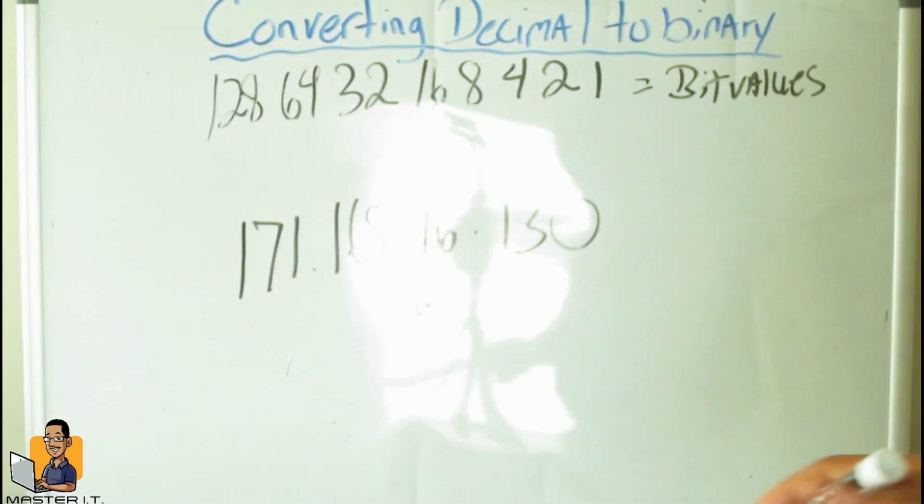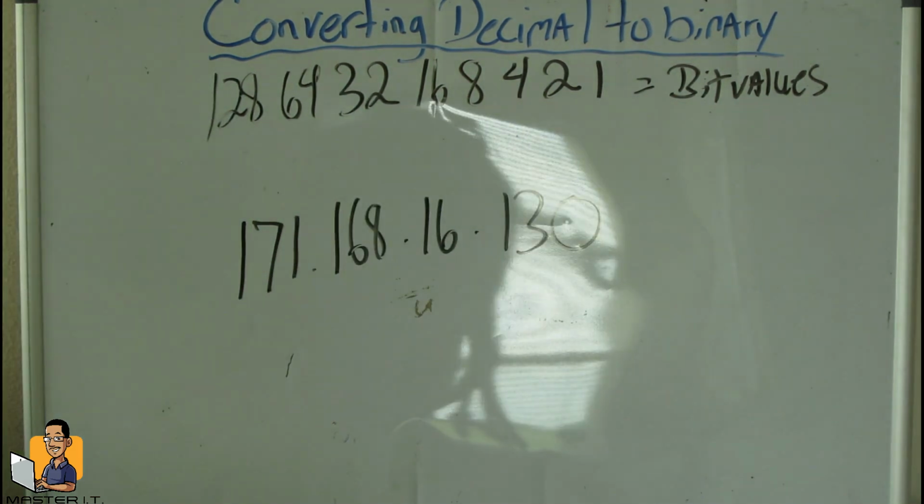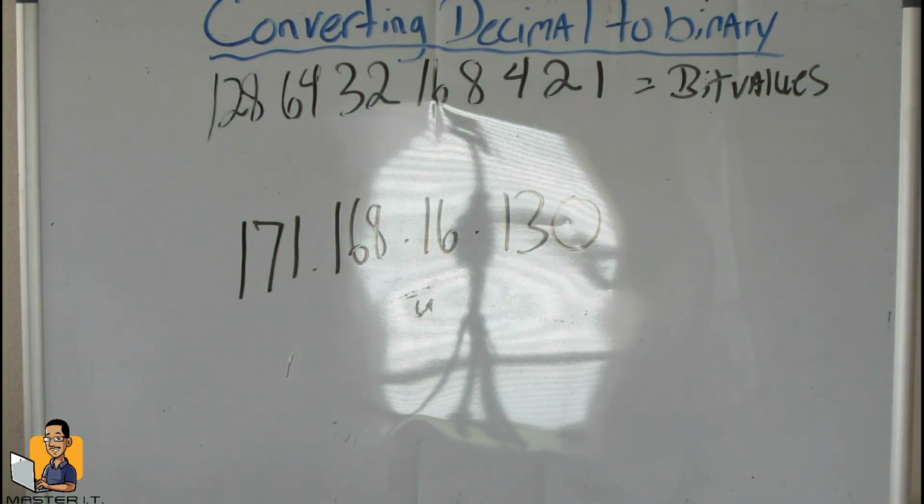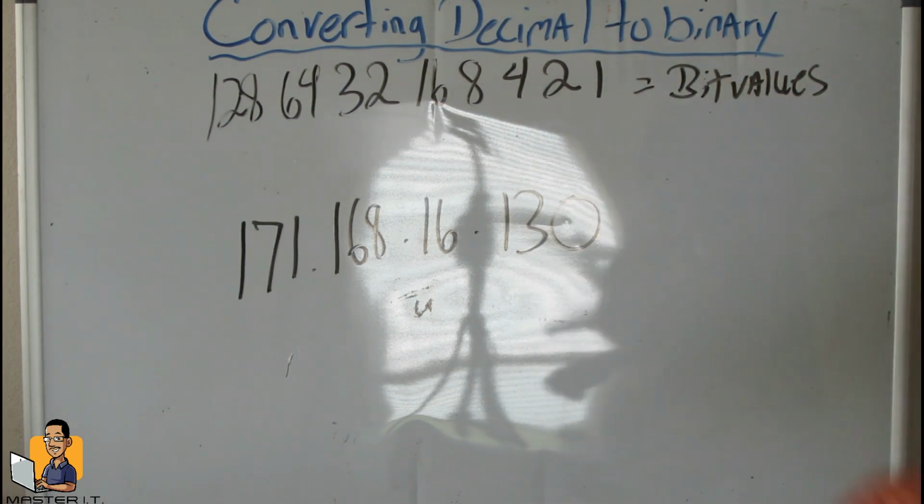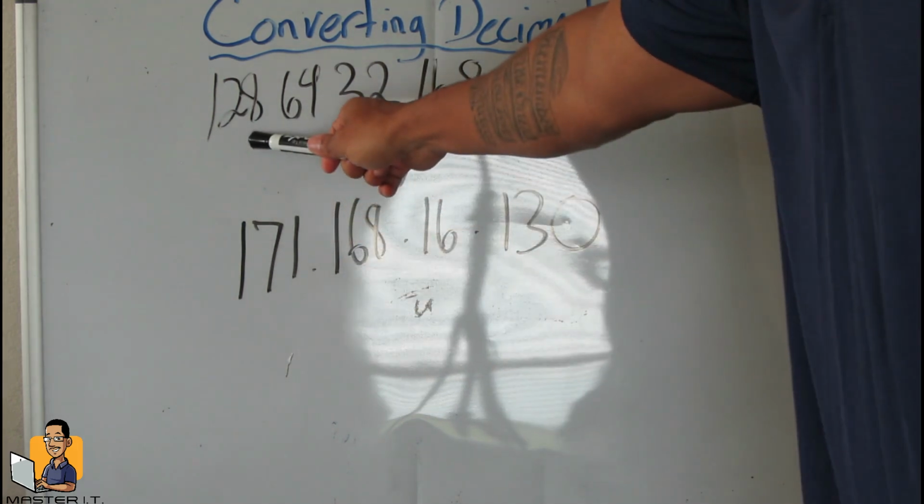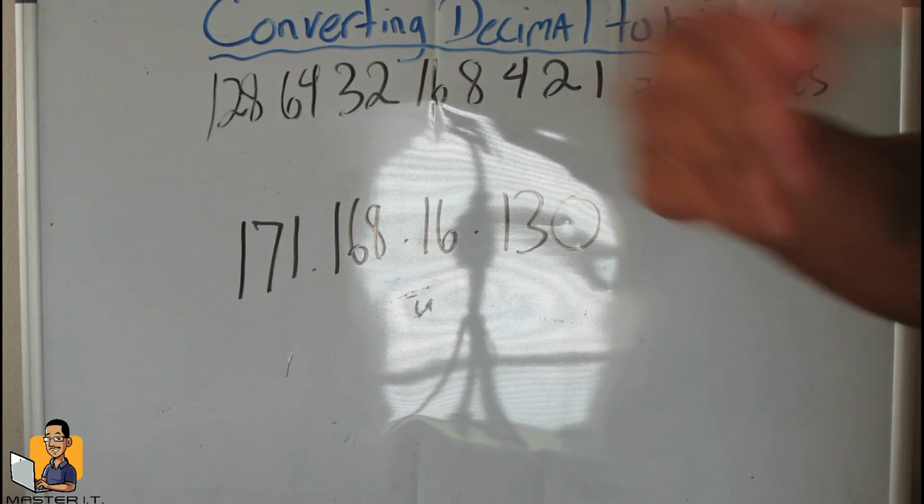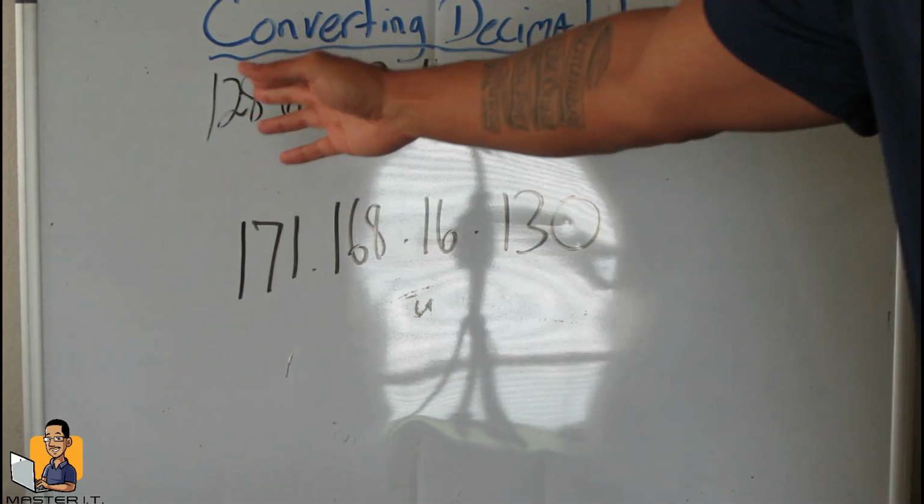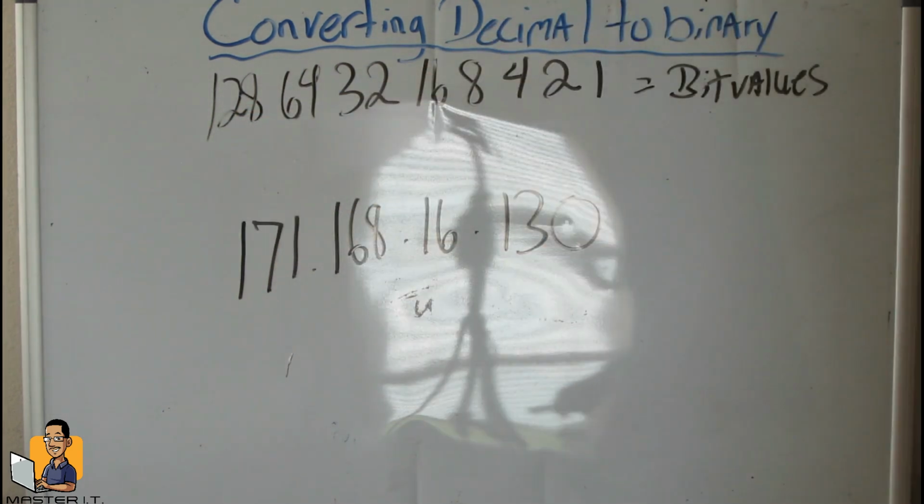So once again, our IP address is 171.168.16.130. All we have to do now is convert to binary. It's real simple. We always go through the bit values from left to right, which is the reason I write it out from left to right. If this bit value is less than that number in the octet, all we do is subtract that bit value from this number. All we do is subtract 128 from 171.